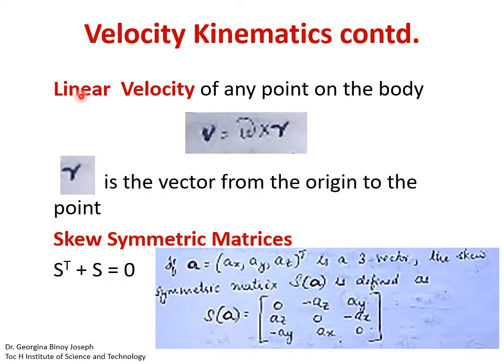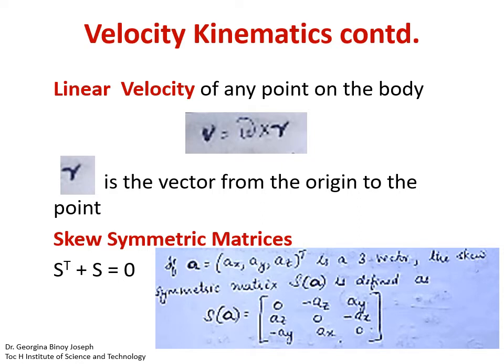Now we saw in the previous slide the definition of angular velocity omega. Now looking at the definition of linear velocity, the linear velocity of any point on the body can be written as v is equal to omega cross r. The linear velocity v is equal to the angular velocity omega cross r, where r is the vector from the origin to the point. So these are the two definitions of linear and angular velocities that we are going to use.